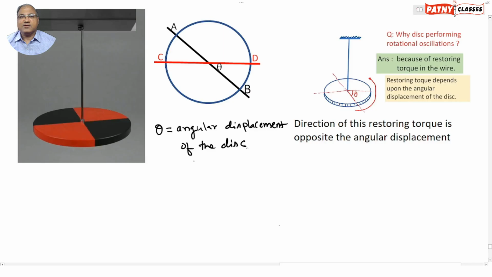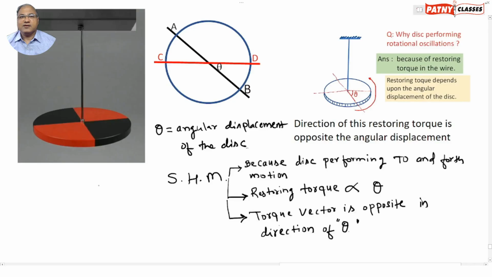Because of this, the disc is performing rotational oscillations, and the direction of this restoring torque is opposite to the angular displacement. In the figure, theta stands for angular displacement. The more the angular displacement, the more the torque, and the direction of the restoring torque is always opposite to the angular displacement. These both conditions are nothing but conditions of simple harmonic motion. In more simplified form, we can call it an angular S.H.M, angular simple harmonic motion.